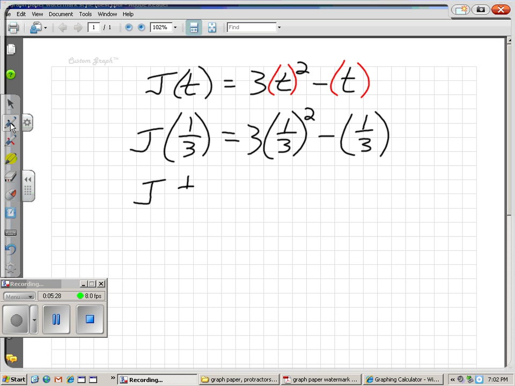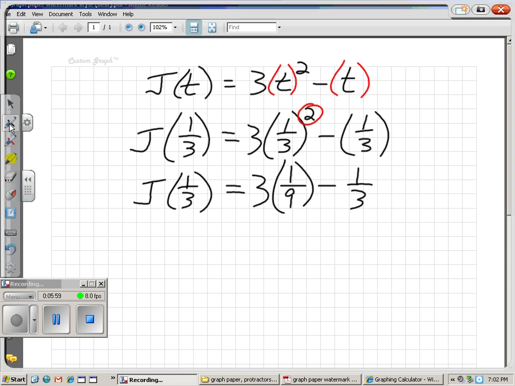So j of 1/3 is, all right, 3 times 1/3 squared. What do I do? Multiply or exponents first? You do exponents first. That's order of operations. So what I'm going to do is I'm going to do my exponent. I'm going to raise 1/3 to the second power. So 1/3 squared is 1/3 times 1/3, which is 1/9. I'm going to leave it in parentheses. Now I've taken it to the second power, so my exponent's gone. My 3 is still in front, and my minus 1/3 is in back.